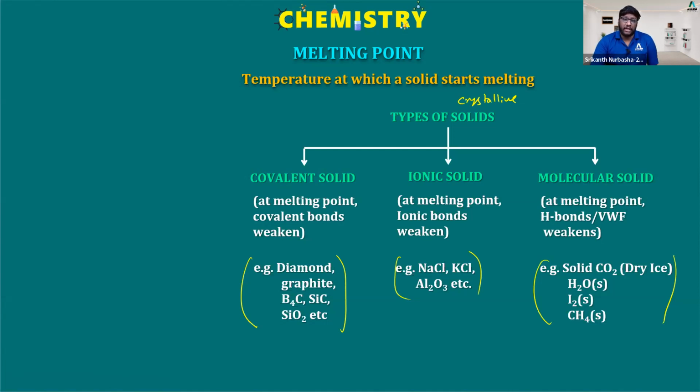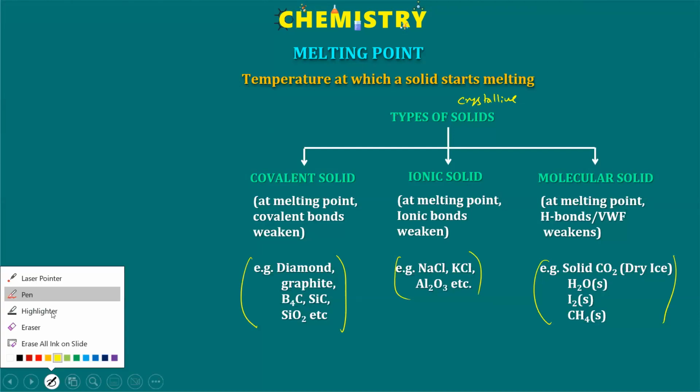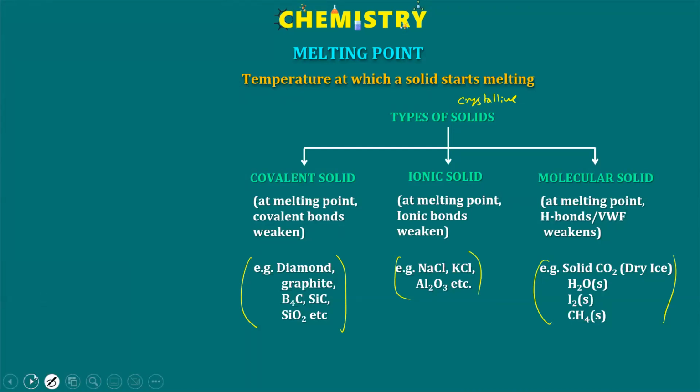What is the order of melting point? If you try to compare covalent solid, ionic solid, and molecular solid, what will be the order of melting point? Ionic solid, covalent, and molecular.